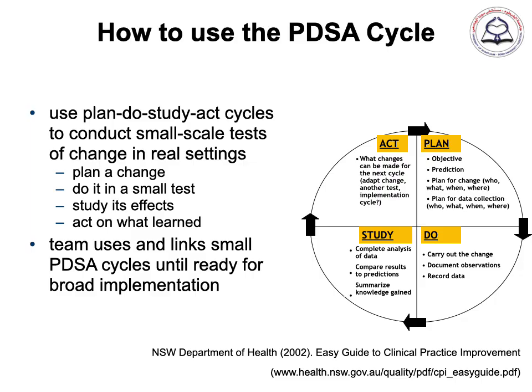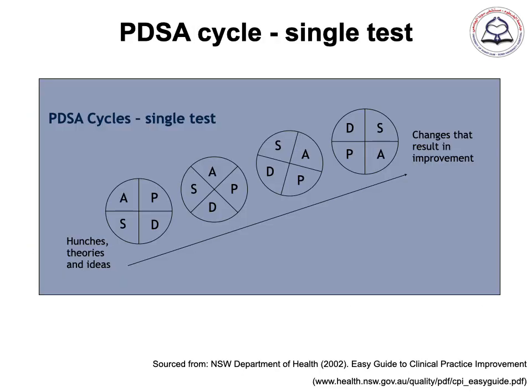So then they have their data, and they come to the study phase. They compare the result with the prediction, and they see if there is a real and significant improvement in the process, or they need to make more brainstorming and more predictions. Then they come to the act phase: what change can be made for the next cycle? They have to adapt the change, and they run another test, and they go on: plan, do, study, act.